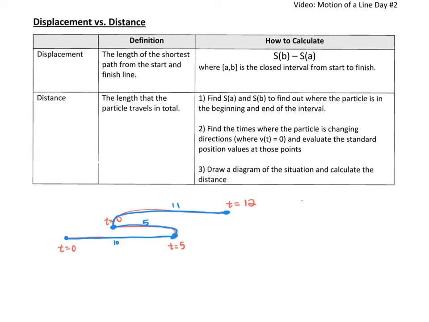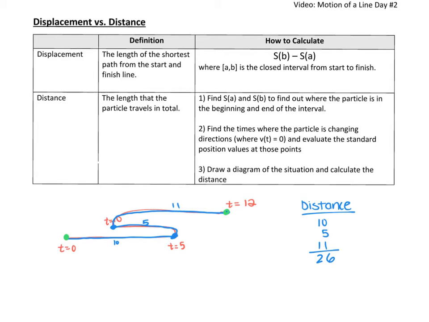So if I wanted to calculate the distance, I would add up all of those pieces. So the distance would be 10 plus 5 plus 11. So that would be 26. That would be my distance. But my displacement would be the length of the shortest path from start to finish line. So the displacement would really be from the beginning here to the end here. So what would that distance be?